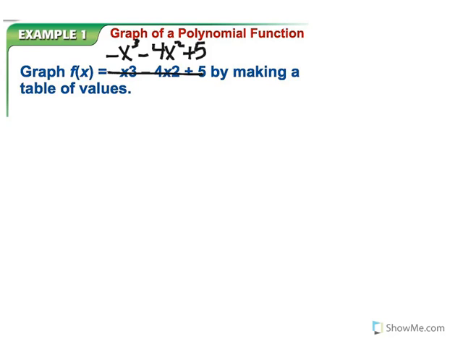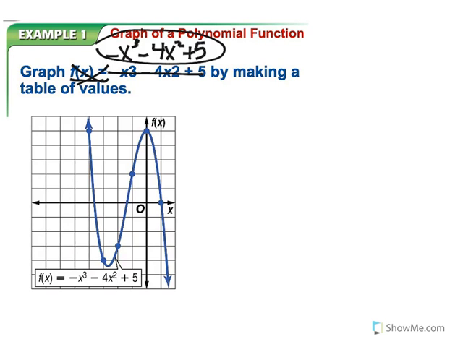Alright, so example number 1, it says graph f of x is equal to -x cubed minus 4x squared plus 5 by making a table of values. Well, I want you to go on your calculator and actually plug this in like you see it. Do not include the f of x equals. That will mess up your graph. Now, you should get a graph that looks like this on your calculator. If you don't, you need to ask one of your teachers what happened.